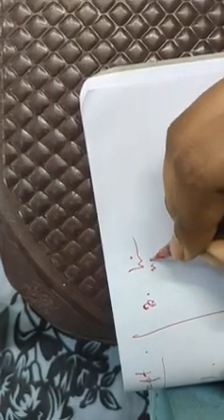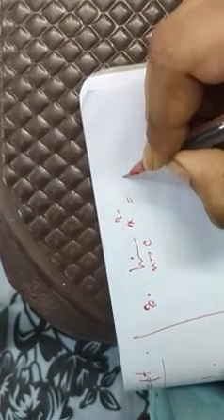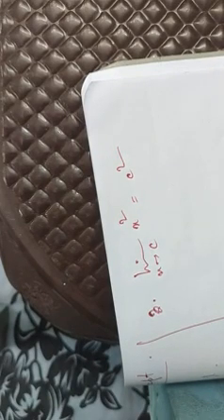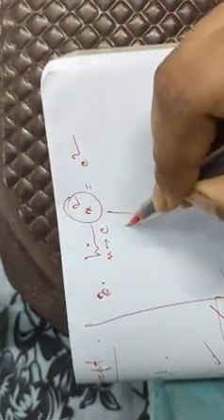Next, moving to another example. Prove, using the epsilon delta concept, that the limit as x tends to c of x square equals c square. We have to prove that. This is our f(x), this is our L, and this is c.